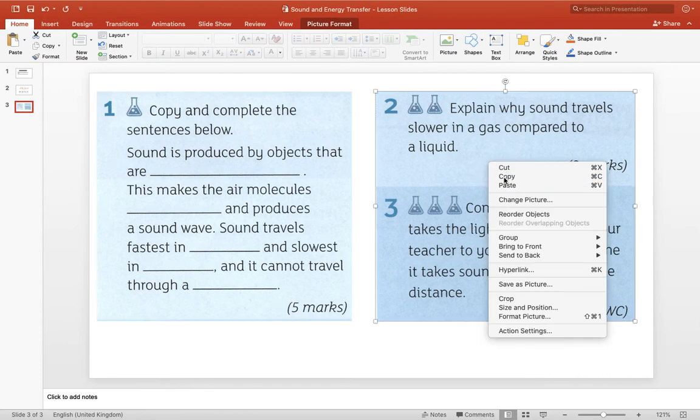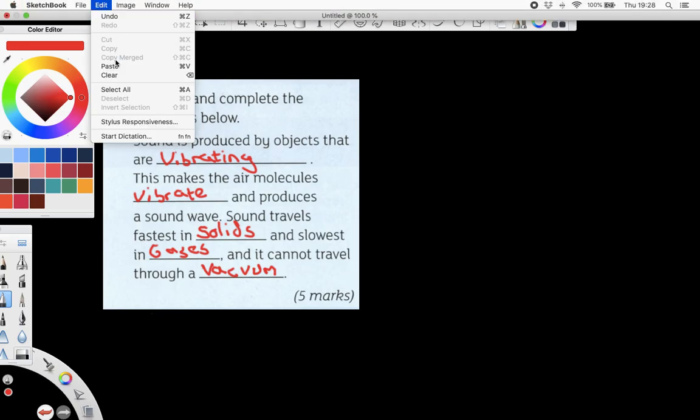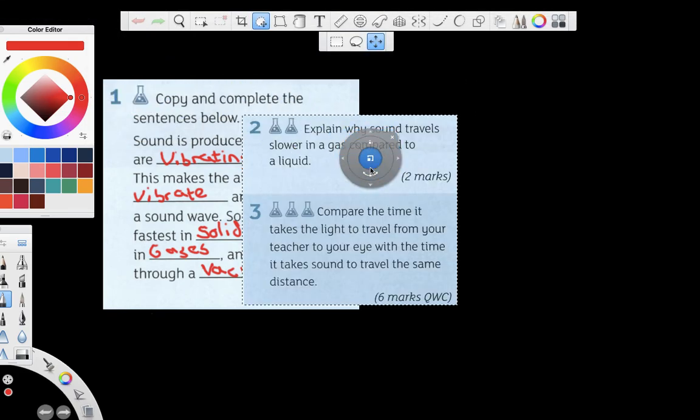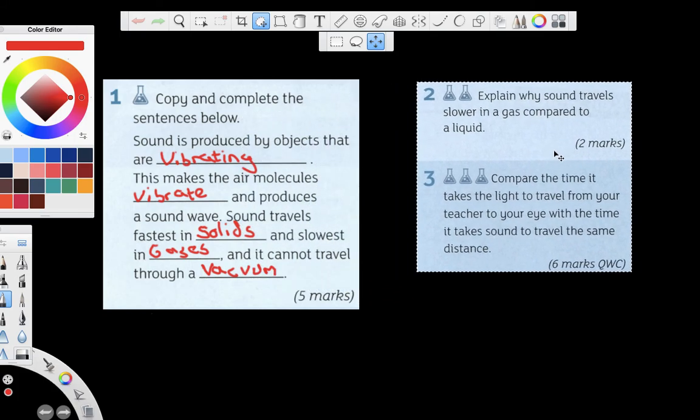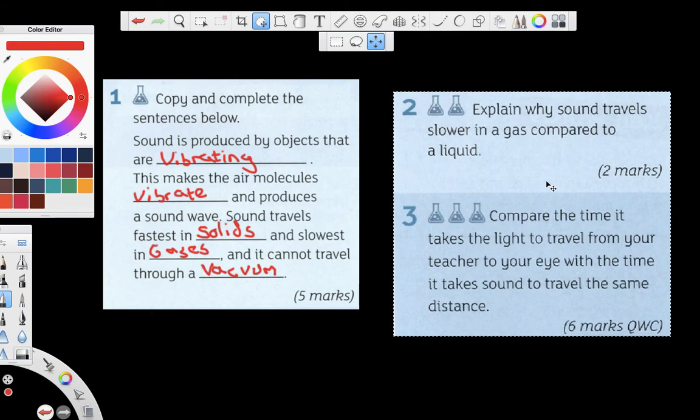So our next two questions, if I can just paste them in, look like this. The second question says, explain why sound travels slower in a gas compared to a liquid.